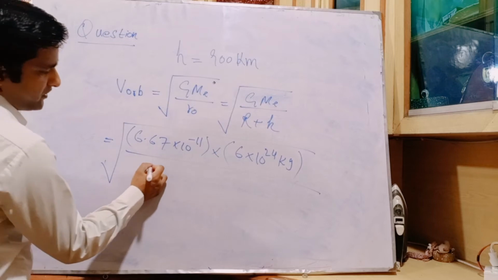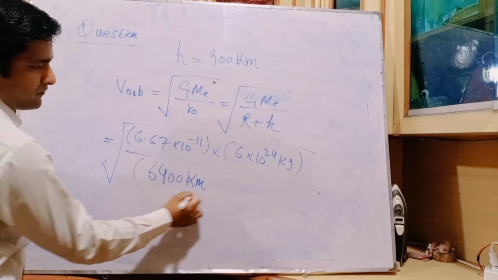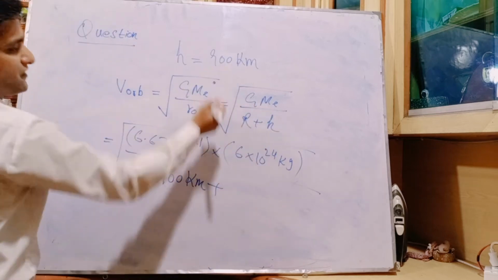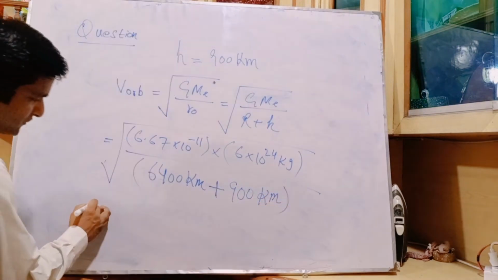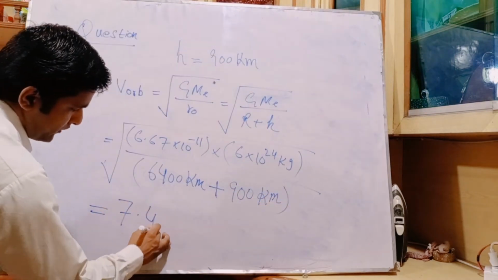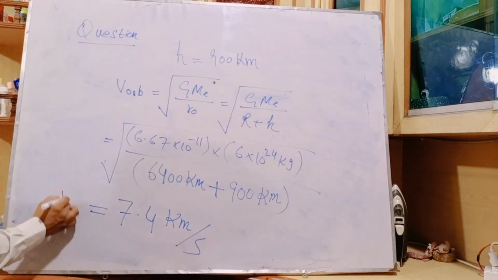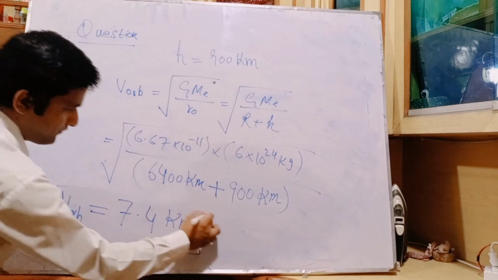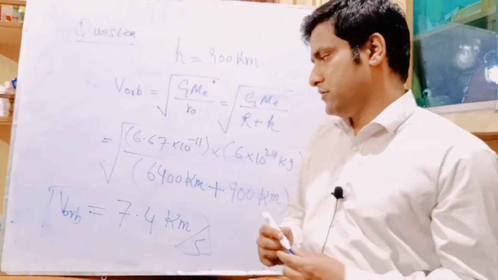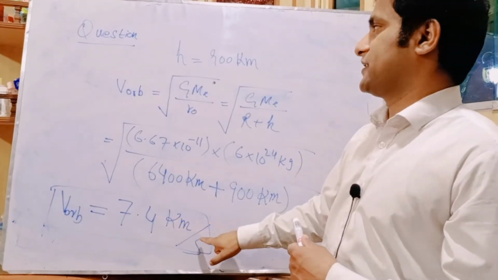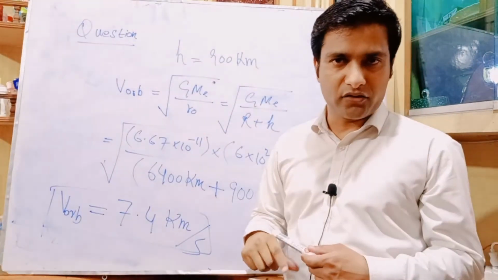What is R? Radius of the Earth. Radius of the Earth is 6400 kilometers plus what is the height? Height given is 900 kilometers. So we will get 7.4 kilometer per second. This will be our orbital speed. 7.4 kilometer per second is the orbital velocity of the satellite that moves around 900 kilometers from the Earth.